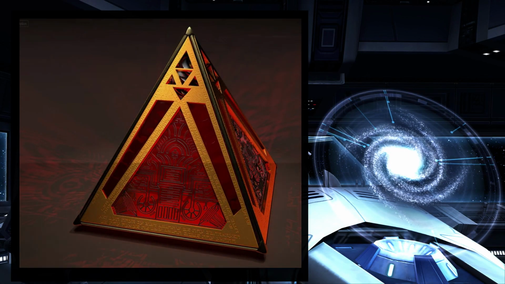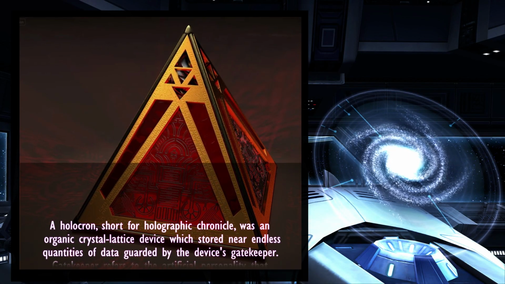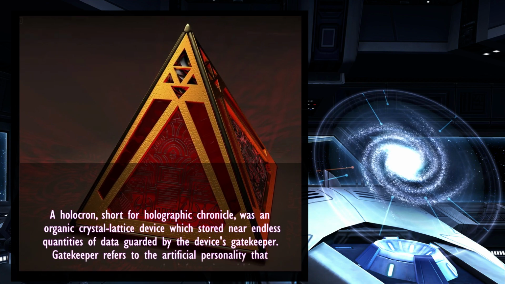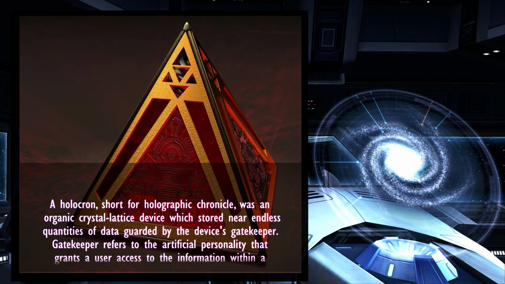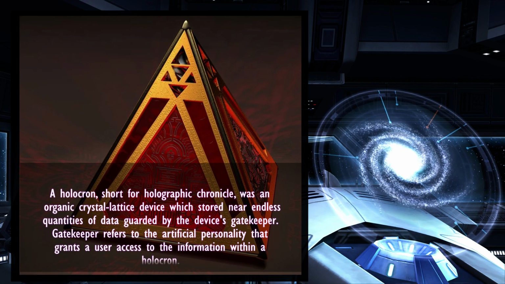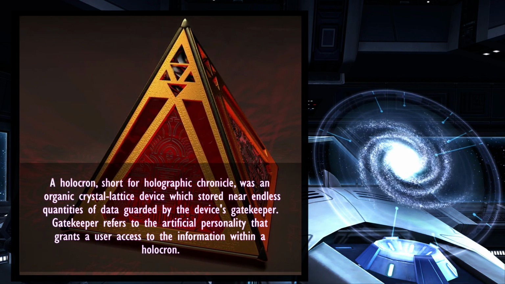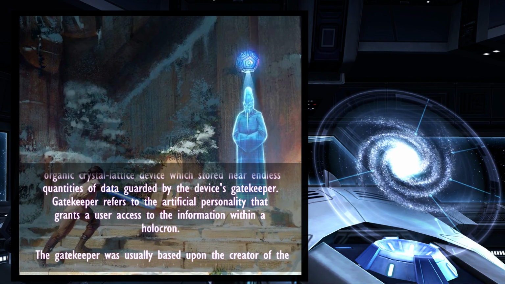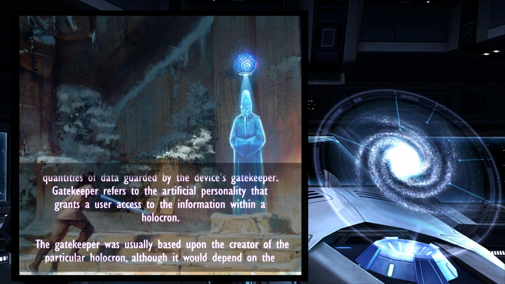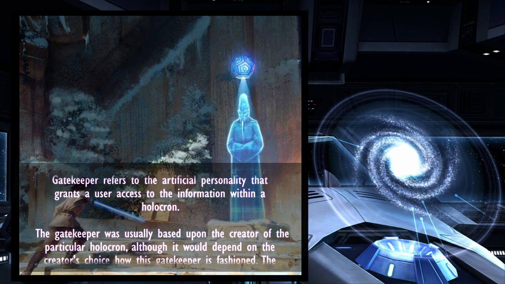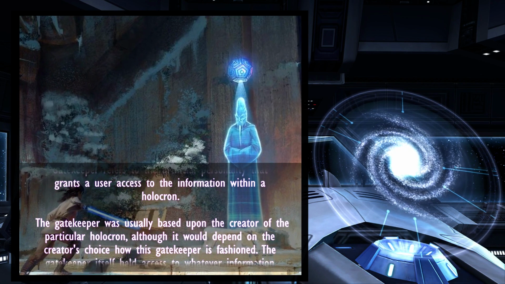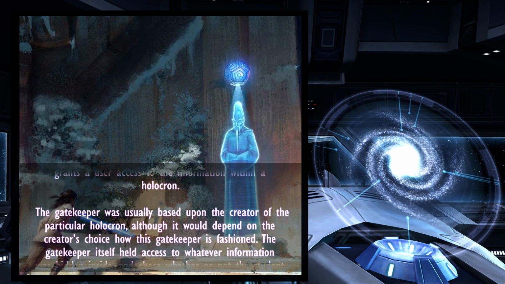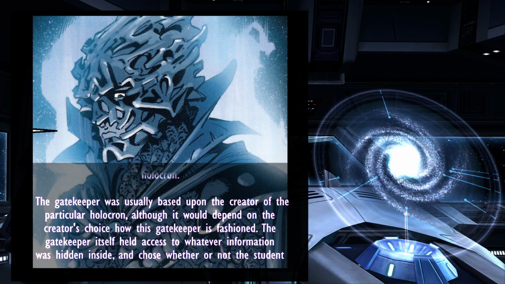Holocron, short for Holographic Chronicle, was an organic crystal lattice device which stored near-endless quantities of data guarded by the device's gatekeeper. Gatekeeper refers to the artificial personality that grants a user access to the information within a holocron. The gatekeeper was usually based upon the creator of the particular holocron, although it would depend on the creator's choice how this gatekeeper is fashioned.